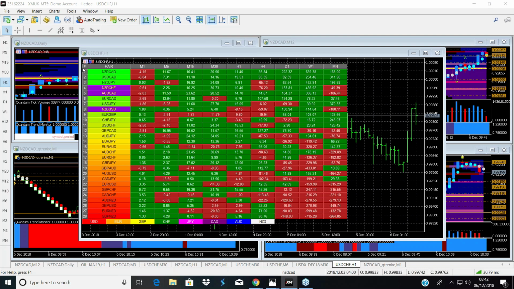The other pair that I want to talk about is the New Zealand CAD. As you'll notice, I've not taken a position in that, and there's a very good reason for that, and we'll look at my profile for this particular pair in more detail.